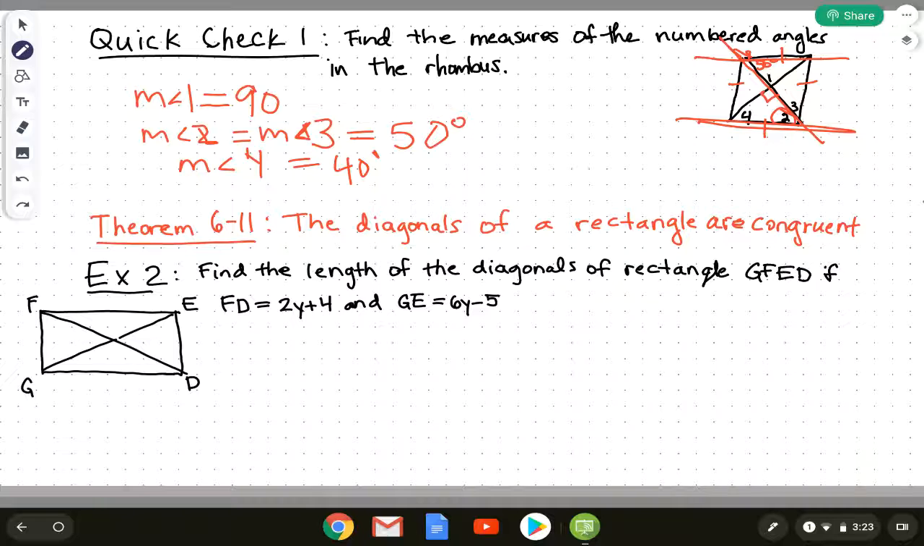So in example 2, they're asking me to find the length of the diagonals in this rectangle GFED, if FD equals 2y plus 4 and GE equals 6y minus 5. So all I'm going to do is just set those two equal to each other.